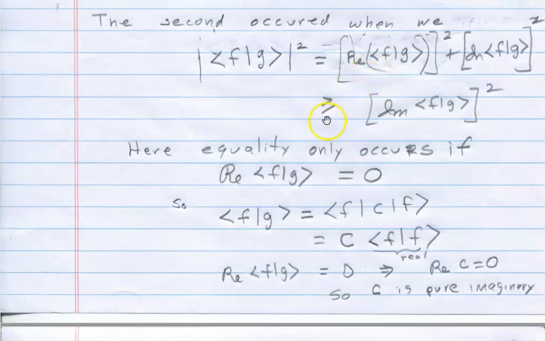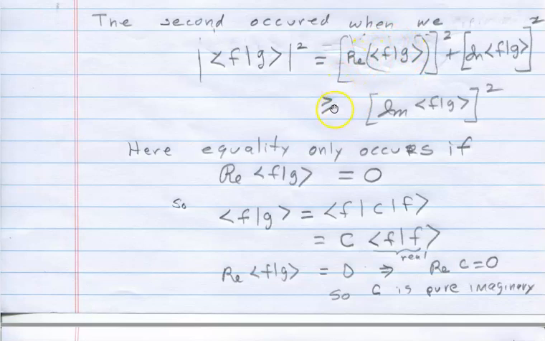When does equality hold? When is this thing equal to this one? What we did was we dropped this one here. A positive number squared and a positive number squared, the sum of these two positives has to be greater than just one of them squared. But what that means is that equality holds when the real part is equal to 0.